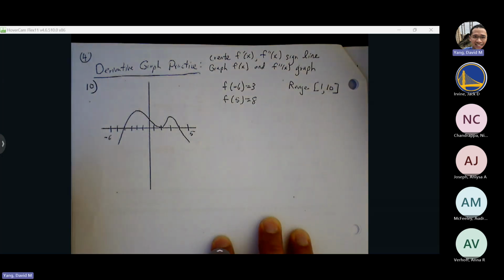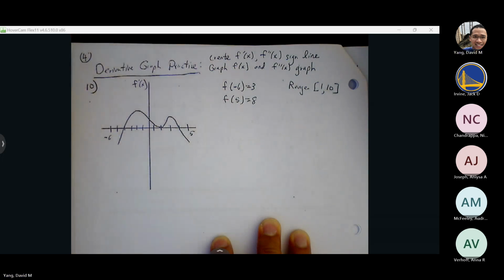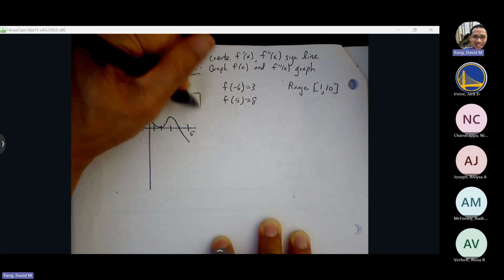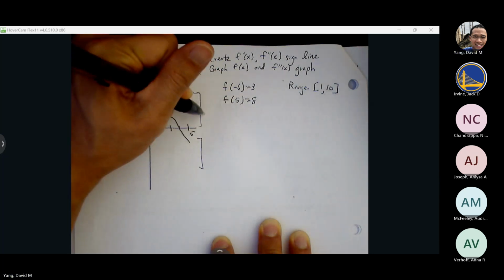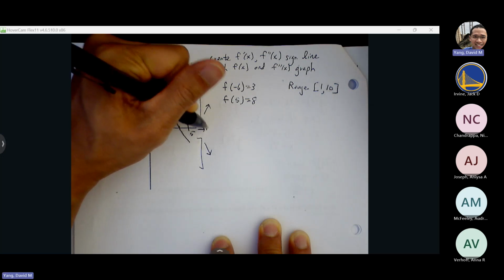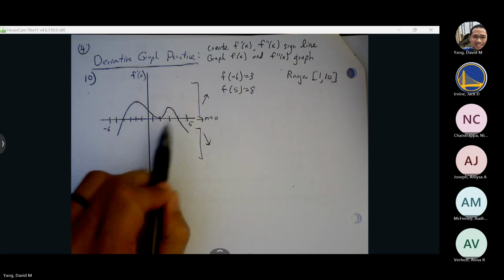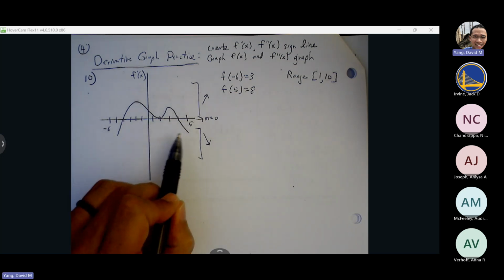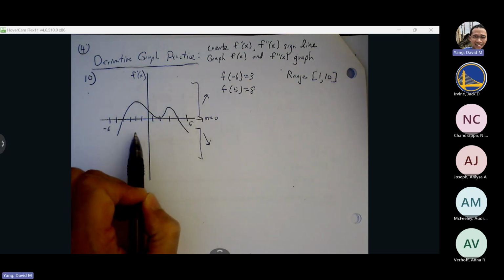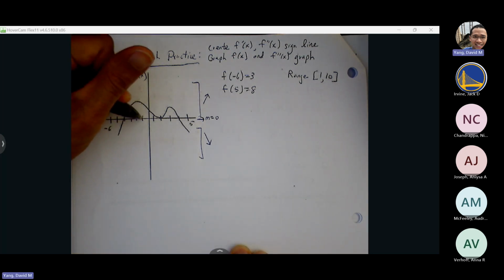Right. So this is our f prime graph. It's labeled accordingly. The f prime graph is indicating our slope values. So above is where slope is positive, below is where the original graph is going to be experiencing a negative slope. So go ahead and find those x-intercepts first.